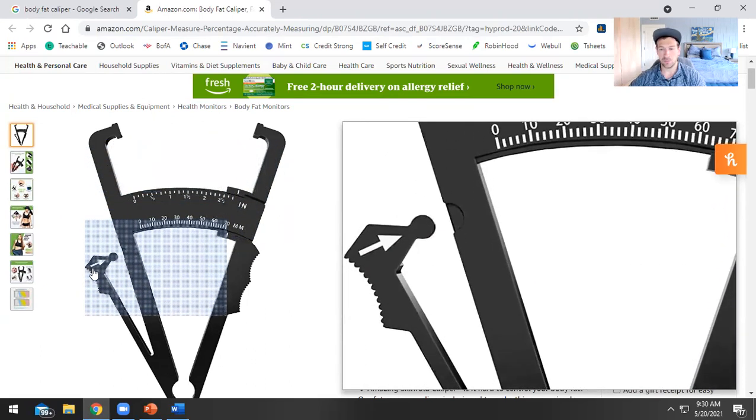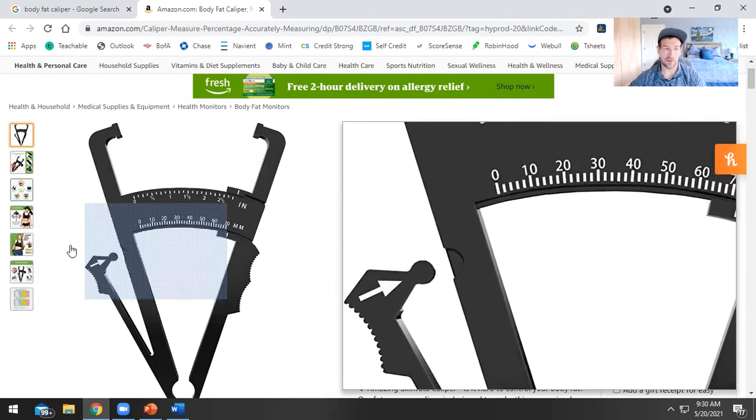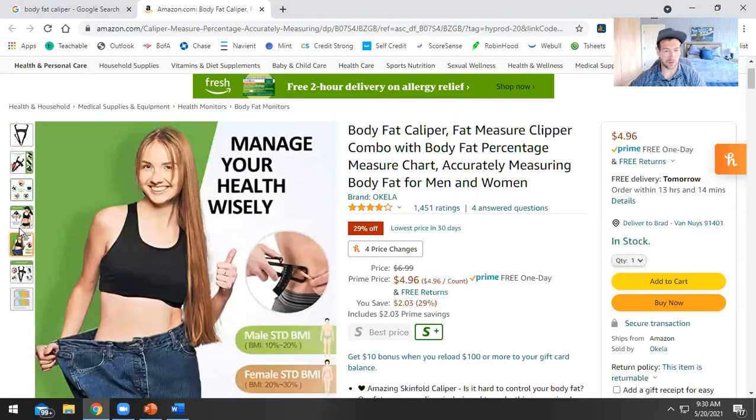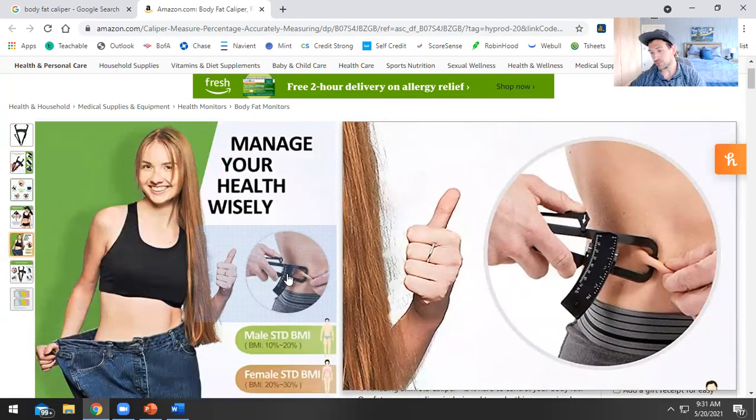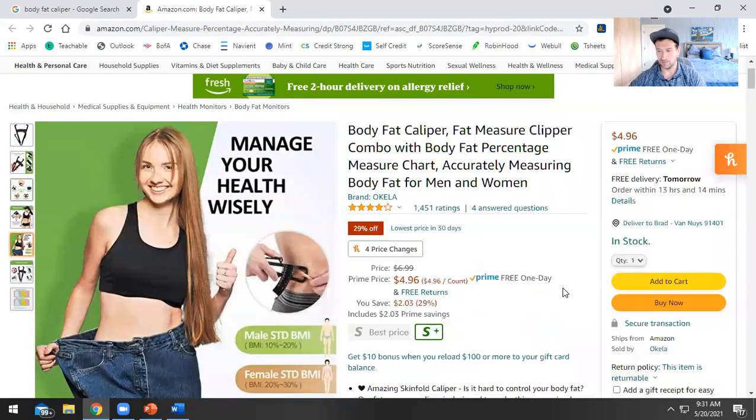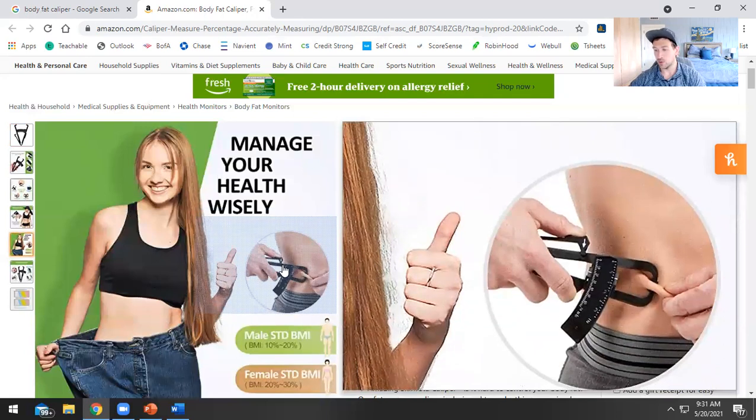And then you're going to pinch your client on a specific part of their body. Actually, that's a good picture right there. You can see they moved that plastic piece. You want it moved all the way over to the left because you want it to be at 0% at first. And then you grab your client's skin, and then you pinch the body fat tester.